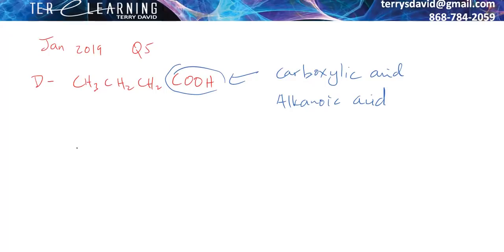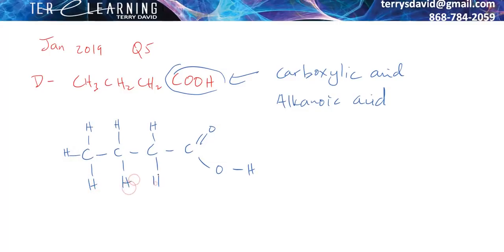Part 2, they want us to draw a displayed formula of compound D. So the displayed formula is going to look like this. Alright, so we have 4 carbon atoms.